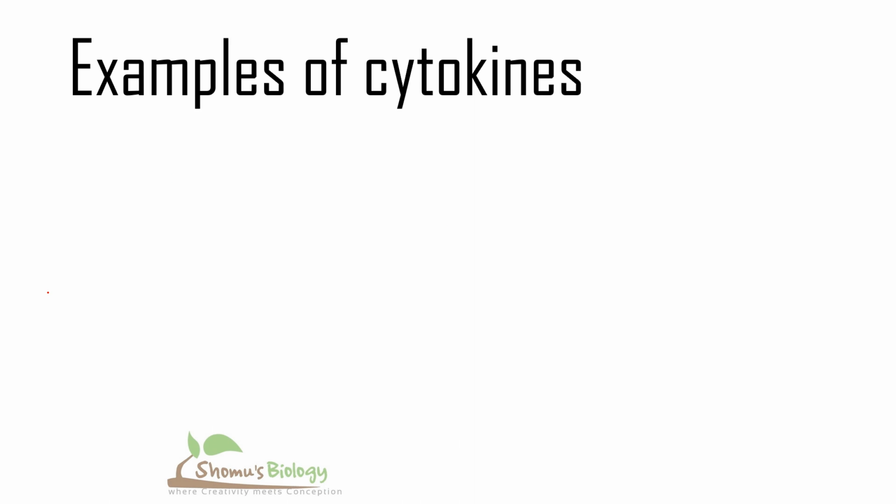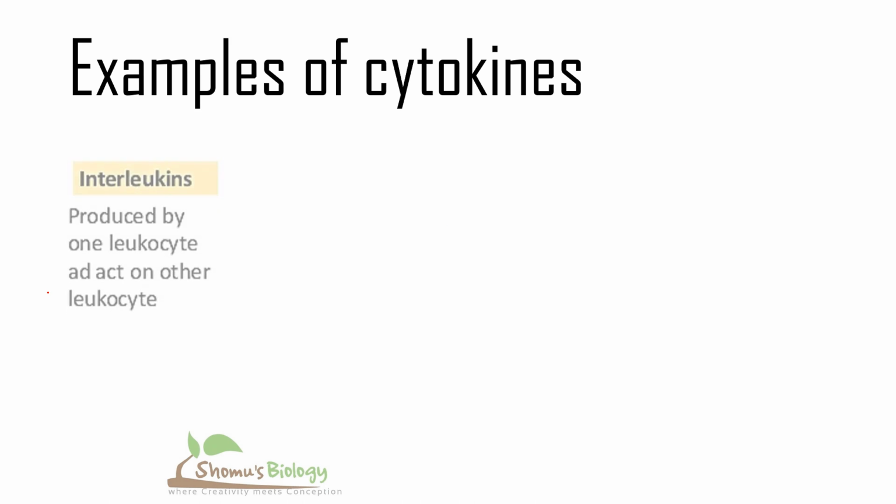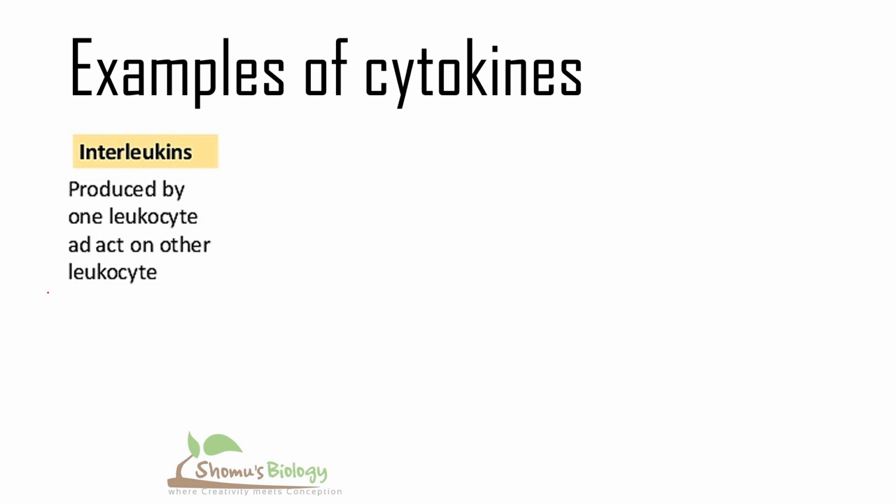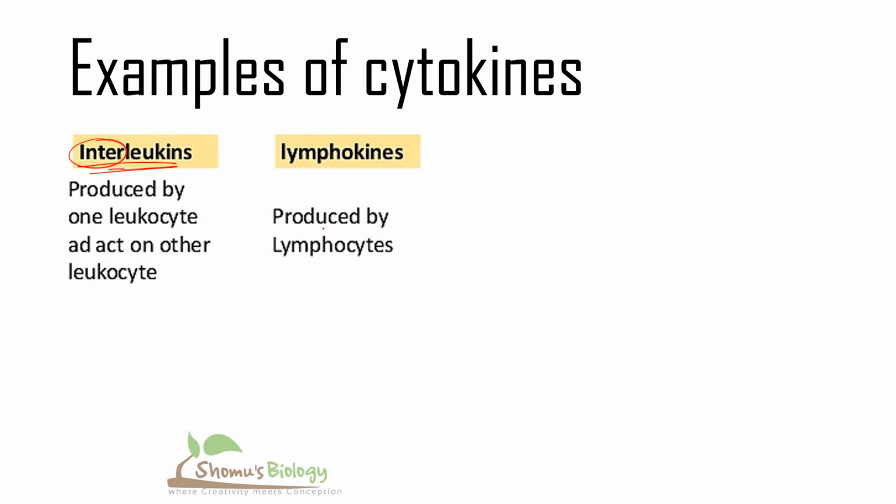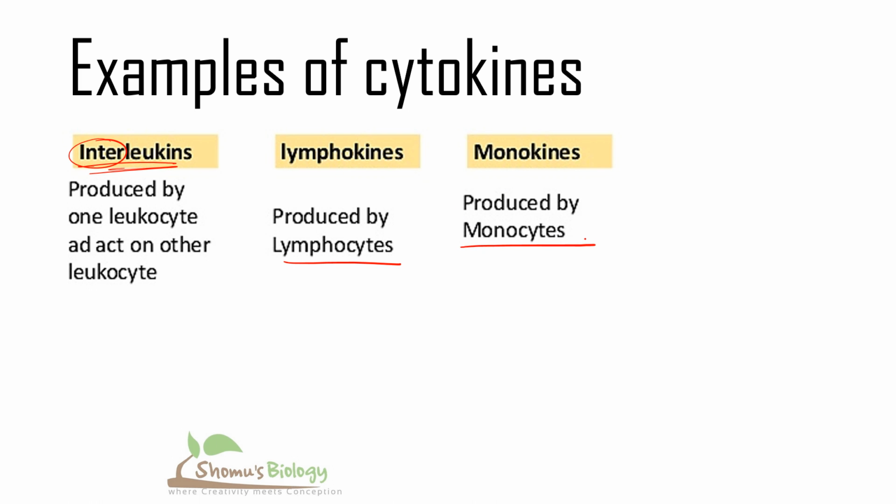And the last thing that I want to talk about, some more examples of cytokines. Interleukins are produced by one leukocyte and act on the other leukocyte. Inter means between, the leukins means leukocytes. So interleukins means produced by one leukocyte acting on the other leukocyte. Second type of cytokine, lymphokines, produced by the lymphocytes. Third type, monokines, produced by monocytes.